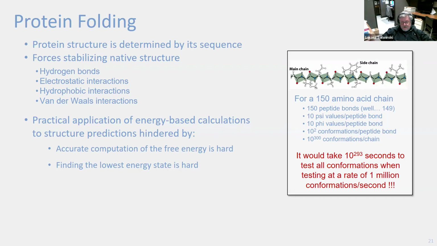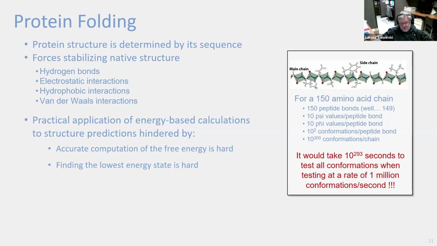Clearly, proteins somehow solve the problem. They don't blindly test every possible conformation and decide what's the best one. They sample only a subset of conformations, and they can do it on their own. So one of the challenges is to find ways of simulating how proteins fold so that you can get fast enough to a folded structure.